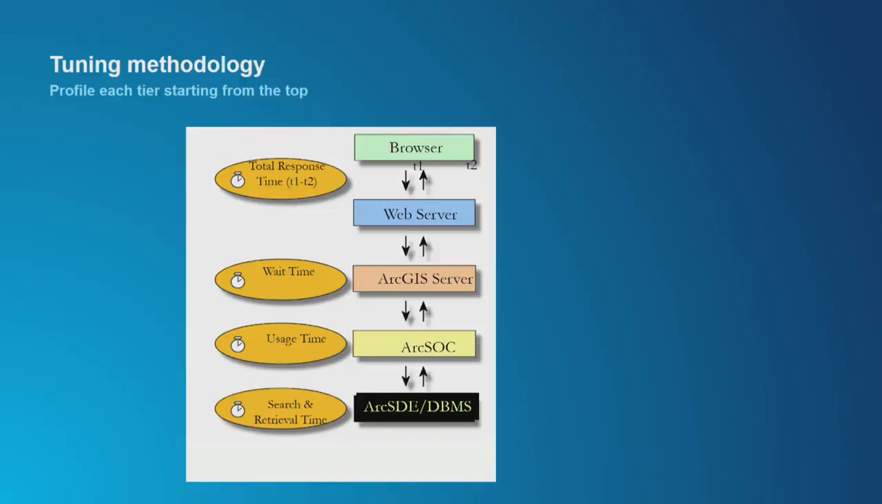Oftentimes, we start with what we're familiar with. So if you're a DBA, you start at the database level. If you're an ArcGIS Server admin, you start at ArcGIS Server. If you're an application developer, you probably start at the application. If you're a network person, probably you're looking at the network. And that's how often things happen. We meet in a big room, round table, with all the admins, and we just talk about the system problem.